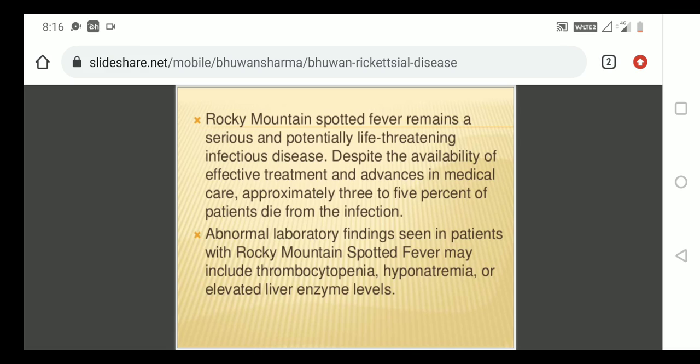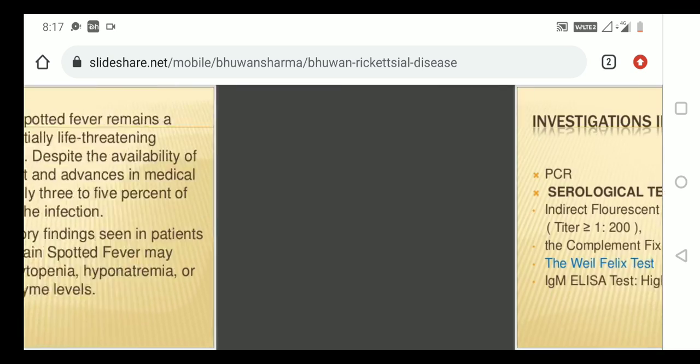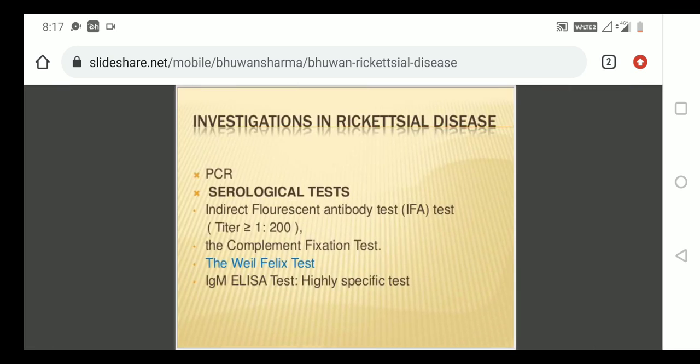Abnormal laboratory findings we can see with Rocky Mountain spotted fever, such as thrombocytopenia, hyponatremia and elevated liver enzyme levels. So in this condition you will get some abnormal laboratory investigation levels and all. So cytopenia, thrombocytopenia, hyponatremia and elevated liver enzyme levels and all. And the investigations for the rickettsial diseases are PCR and serological tests, which I have told you: the Weil-Felix test and all we can do, IgM, then ELISA test and all we can do.